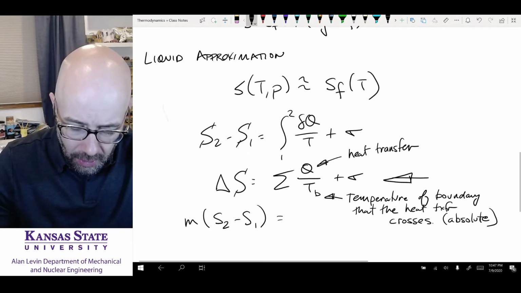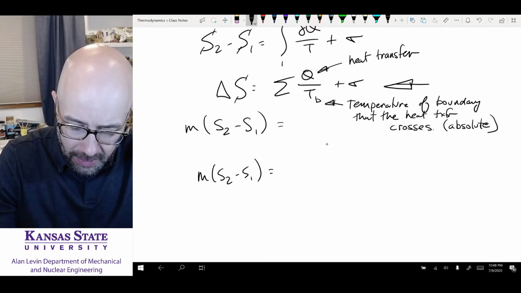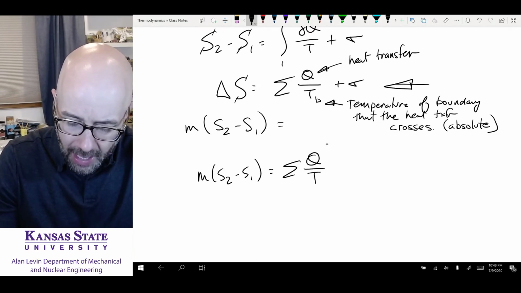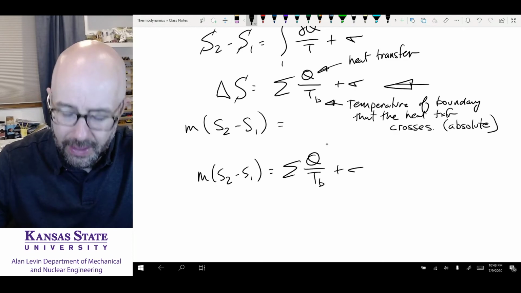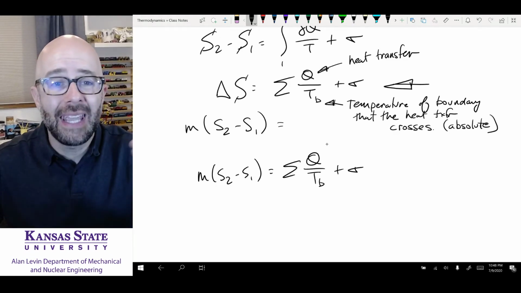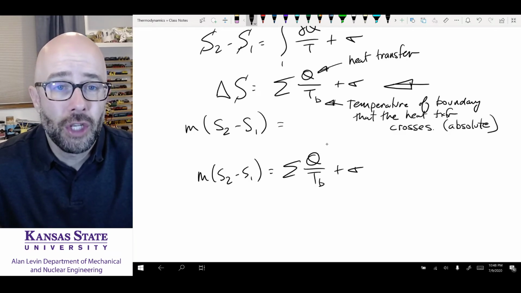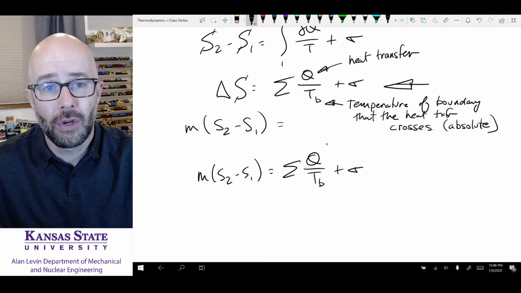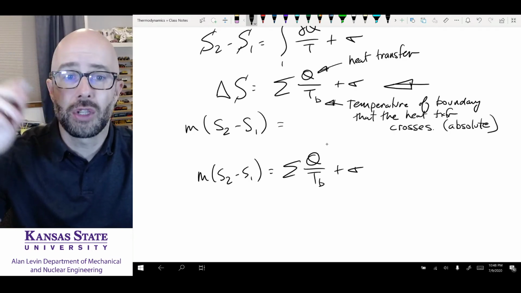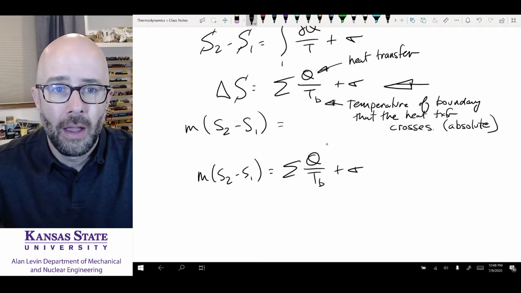So you're going to be dealing with this a lot. Mass times (S2 minus S1) is equal to the summation of the heat transfer divided by the temperature at which that heat transfer occurs, plus sigma. You're going to write that equation a lot. It works in conjunction with the first law. If you solve for Q in this law, that Q can go into the first law. If you solve for heat transfer in the first law, that Q can come into this law. These can all work together.